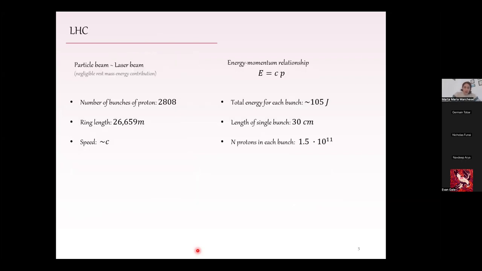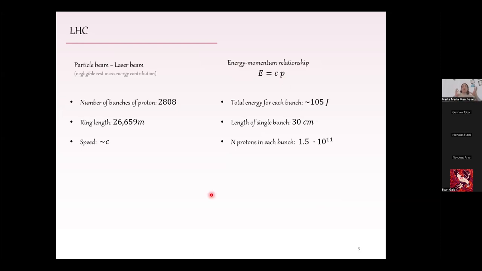And just to give you some numbers about what we are talking about, and to motivate why we would like to use this to detect the gravitational field: from a relativistic perspective, a particle beam behaves exactly like a laser beam, because the contribution coming from the rest mass of the protons is negligible in this regime. Then you can approximate the energy-momentum relationship as E equals cP, where P is the momentum of the proton, in the same way as it would be for photons.